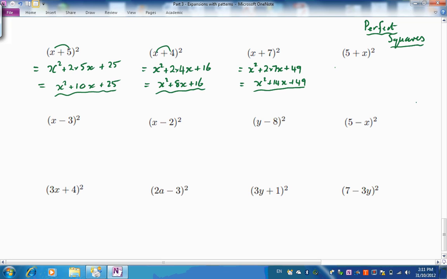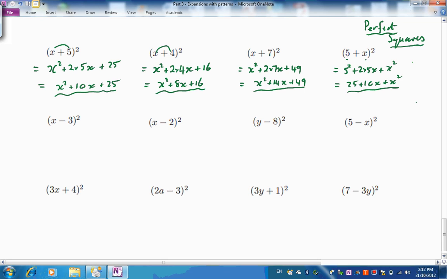I'll do the one over here, slightly different number in front. They will still behave just like numbers equally, so it's 5 squared plus 2 times 5x. Remember, twice the product of the two, plus the second term squared. So it's 25 plus 10x plus x squared.